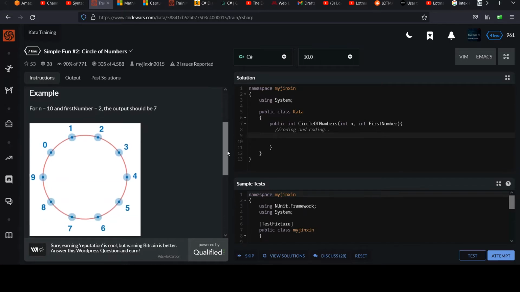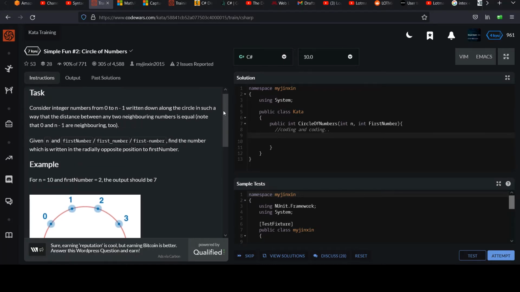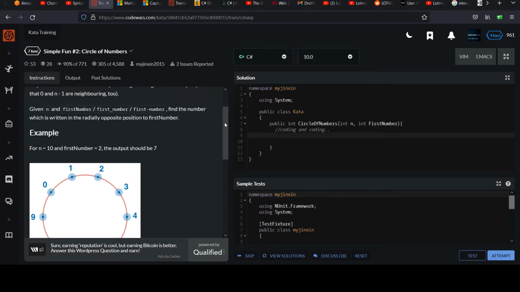So I'll scroll down to the diagram. 0 goes around like a clock does, comes to 9, and then back to 0. So n would equal 10, right? 0 to n minus 1. Okay. Given n and a first number value, check out over here in our method stub.